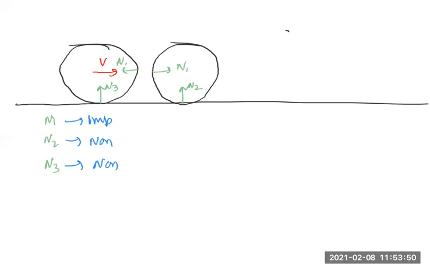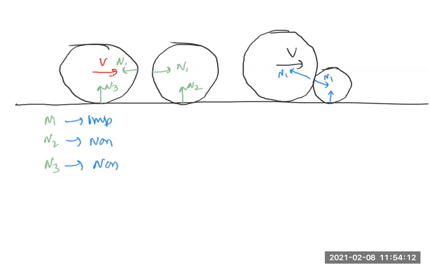So we have another sphere moving with a velocity v, and it is striking this sphere of smaller radius. ये n1 है, ये n2 है, ये n3. n1, n2, n3, which are impulsive and which are non-impulsive.